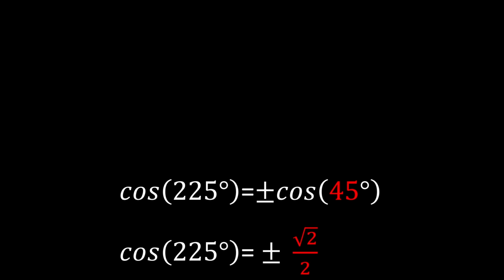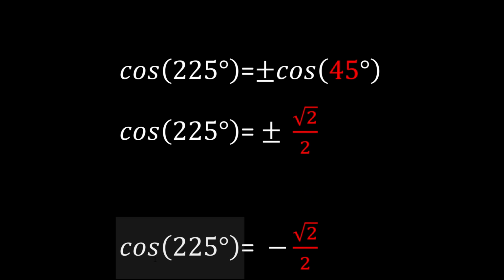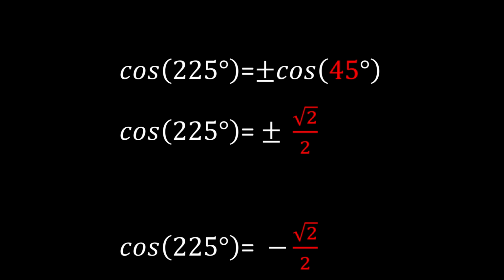So that means we come down here. Which one do we pick? The positive version or the negative version? Well, we choose the negative one. So our answer here is cosine of 225 degrees is equal to minus square root of 2 over 2.